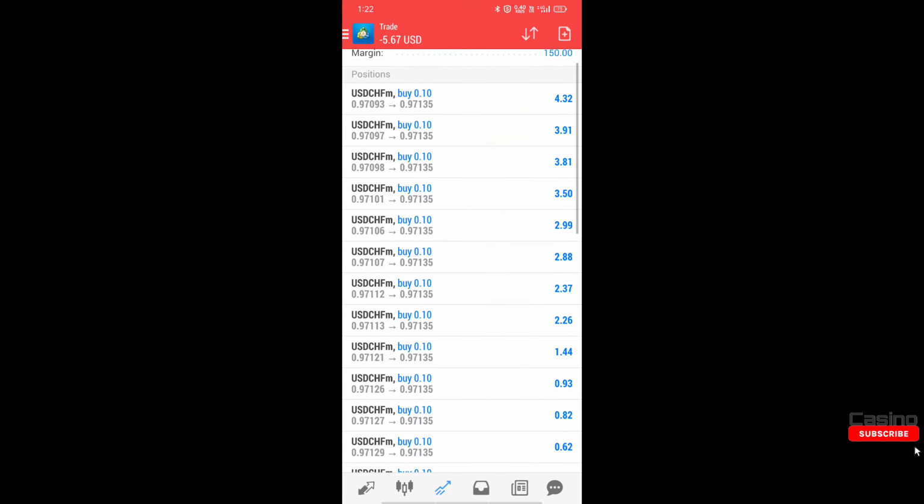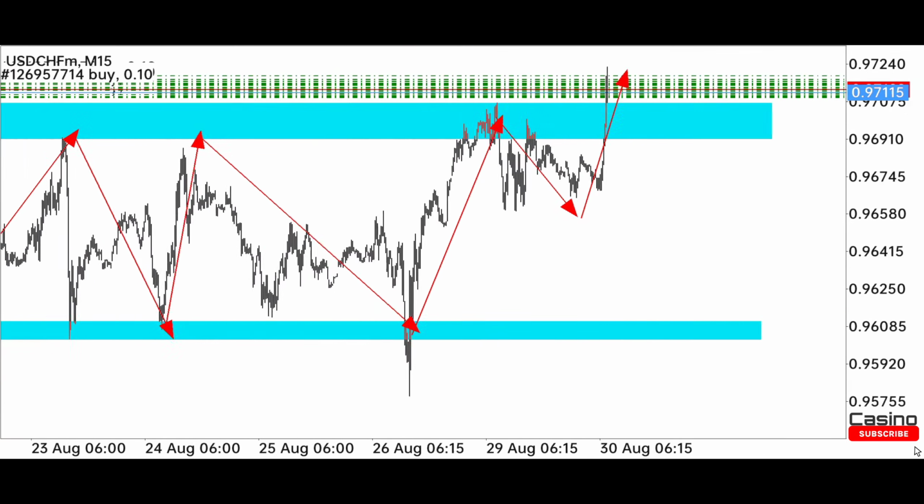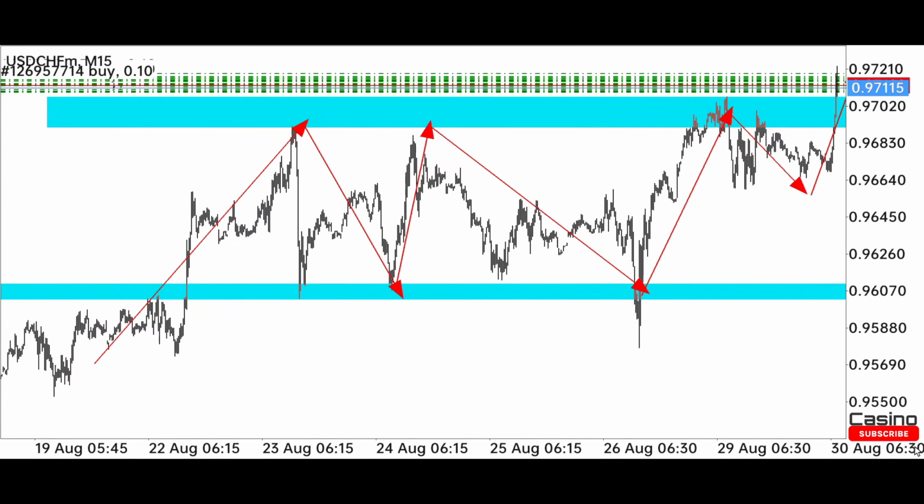Okay guys, we have placed the trade. We are neither in profit nor in loss. Let's see where we go. Our analysis is correct, and according to the analysis, the market has given a breakout where we took the trade.